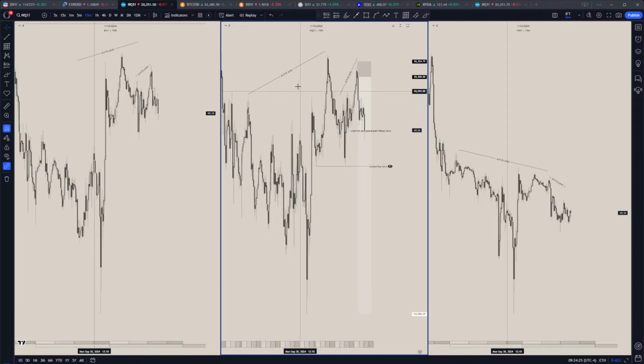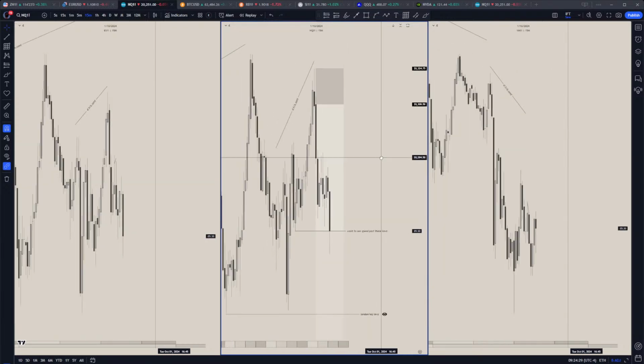Explain your entry again. Yeah, so my entry was the previous week high SMT to previous day high SMT.